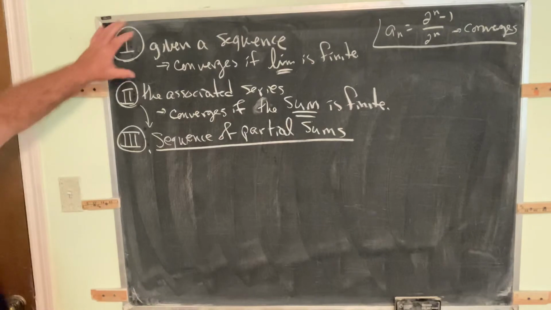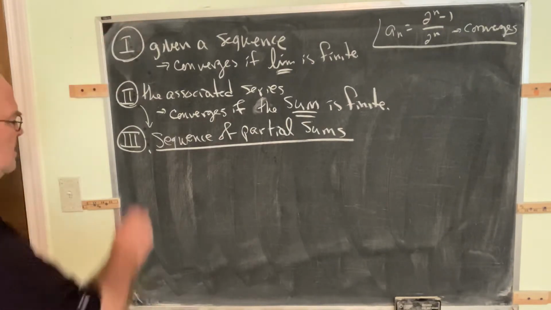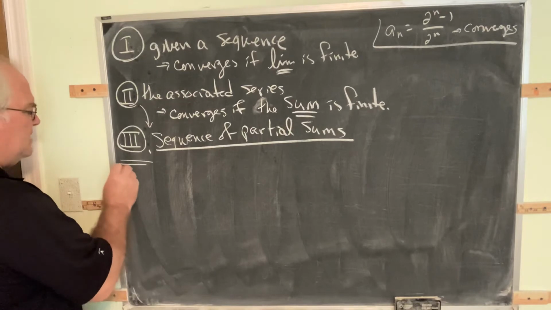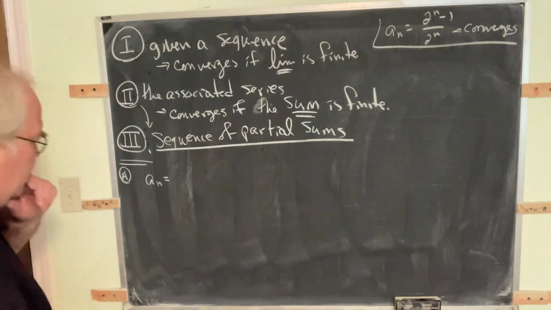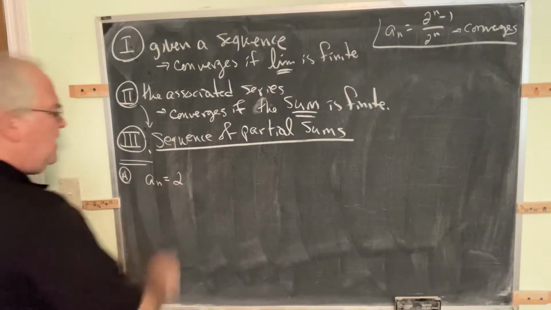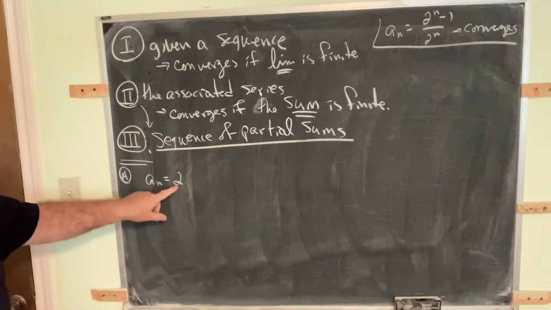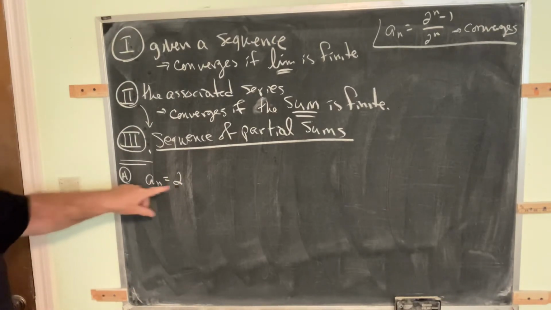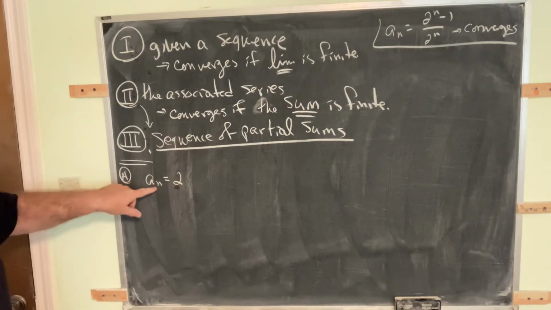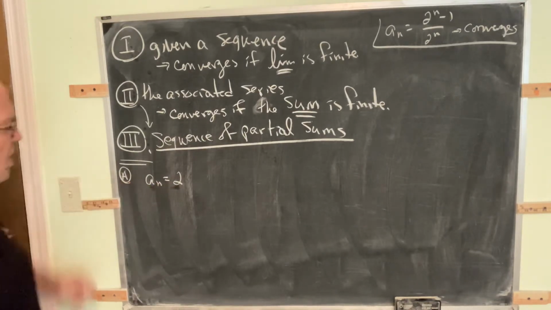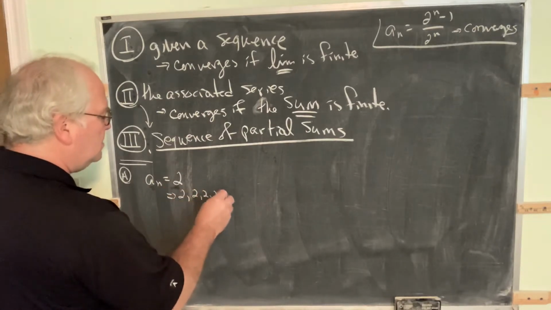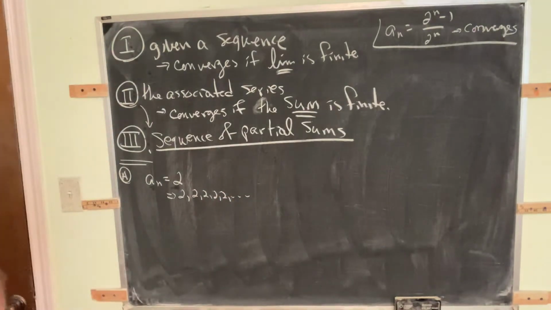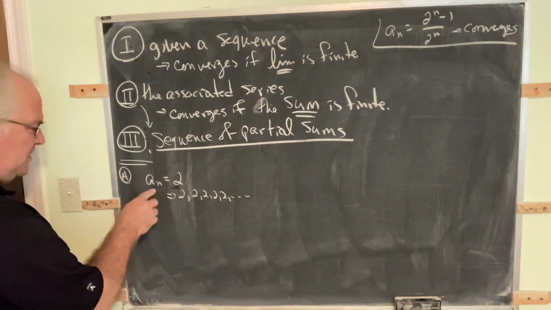So what I'm going to do is take a sequence. So example A. Suppose our sequence is, let's make it something really, really basic. It's the constant sequence at 2. a_1 is 2, and a_2 is 2, and a_3 is 2, and a_4 is 2, and a_5 is 2, and a_50 is 2. So these are the terms of this sequence, right? The terms of the sequence are 2, 2, 2, 2, 2, and so on. All right?